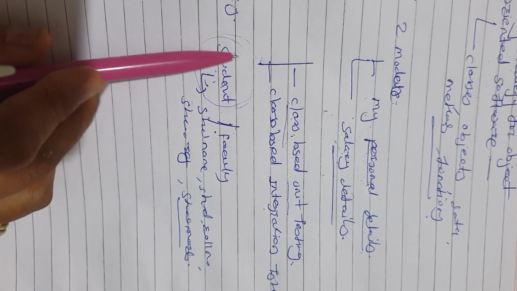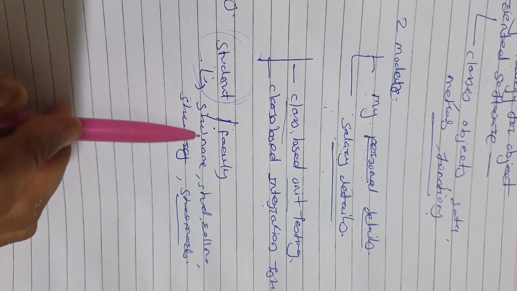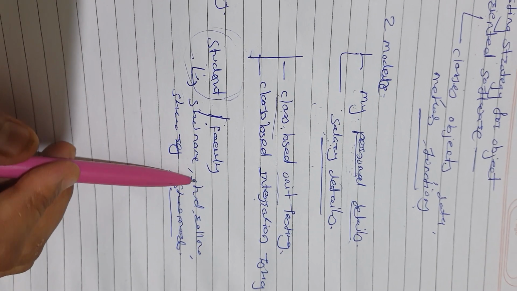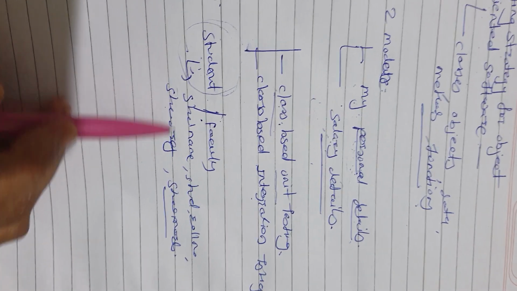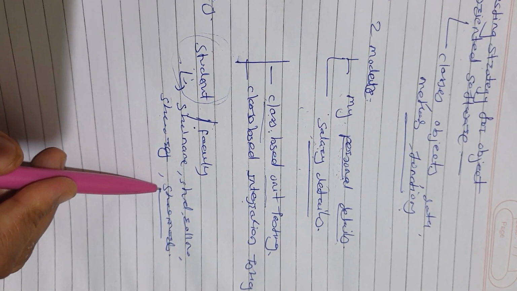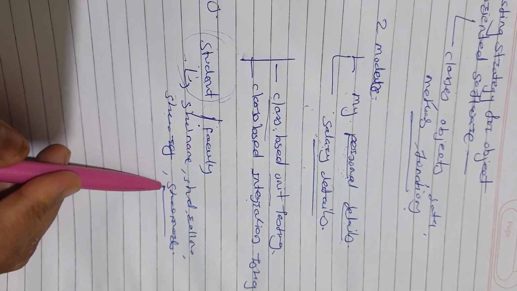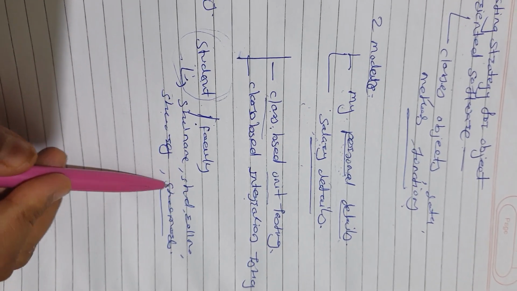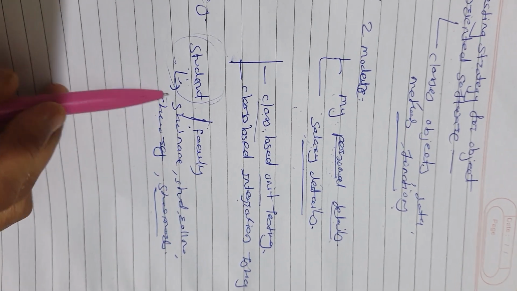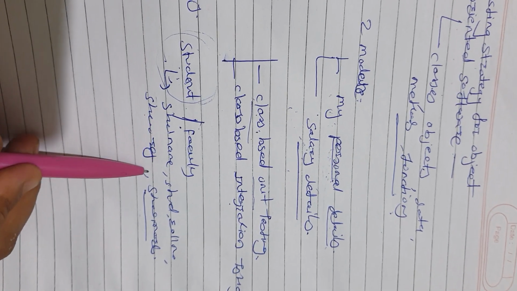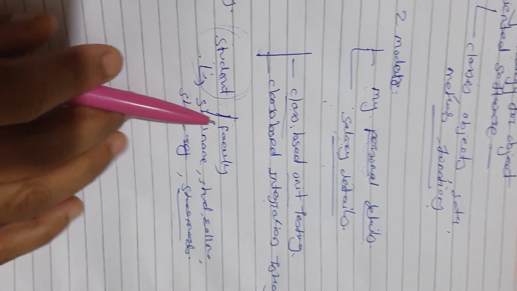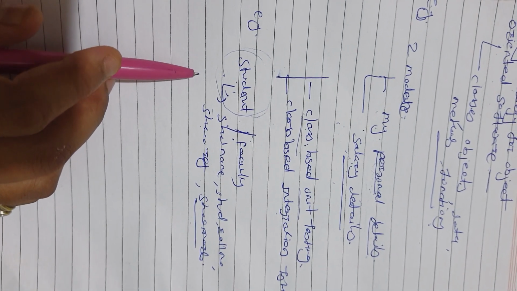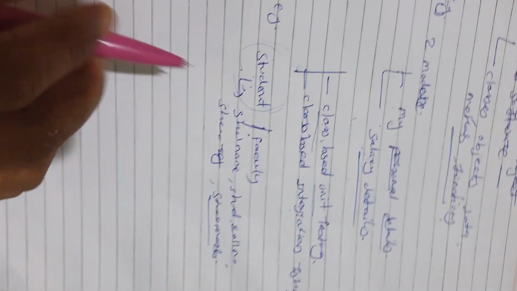Suppose student is a class and in this class student name is an attribute, meaning student name is one single part, then student roll number, student registration, student total number of marks. If you want to perform testing on a single part of a particular class, such testing is called class based unit testing. It means you can test one piece of information at one time.